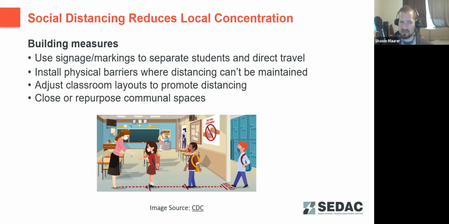Closing and repurposing communal spaces such as cafeterias, libraries, auditoriums. These areas can be repurposed to expand instructional space to allow for greater distancing for classrooms, reducing that population density to reduce transmission risk.